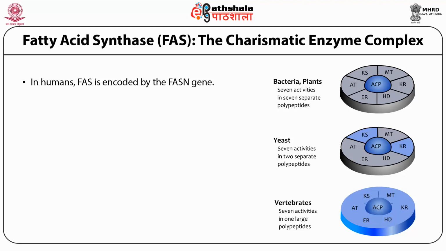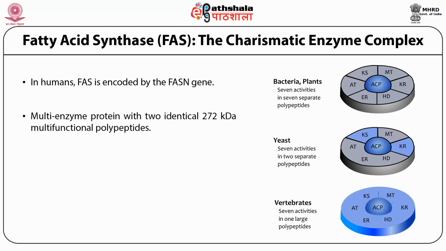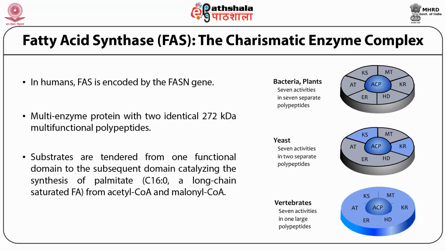In humans, fatty acid synthase is encoded by the FASN gene. It is a multi-enzyme protein that catalyzes fatty acid synthesis. Fatty acid synthase is not a solitary enzyme, though a whole enzymatic system composed of two identical 272 kD multifunctional polypeptide where substrates are handed from one functional domain to the subsequent domain, catalyzing the synthesis of palmitate from acetyl-CoA and malonyl-CoA in the presence of cofactor NADPH.